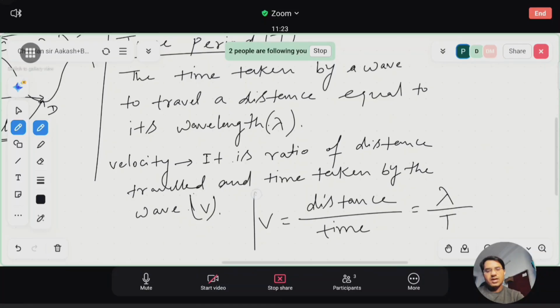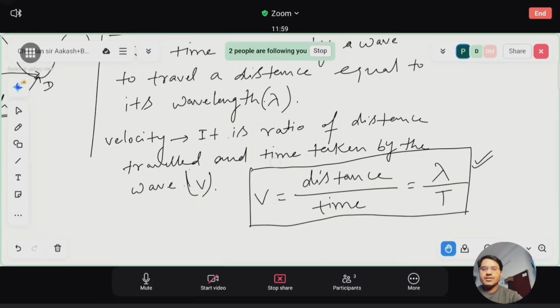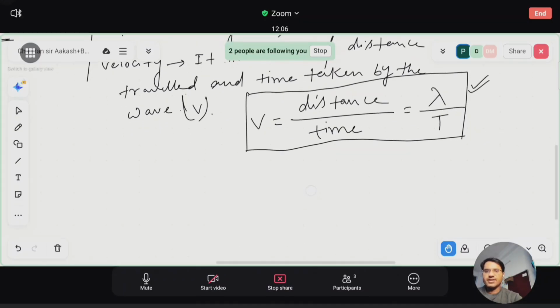So this relation I'm putting in the box. Please write down and remember this. Directly we will use it in the sums. Velocity, also called speed. So speed or velocity of the wave is distance traveled over time taken, so lambda over T. Please let me know if you have written till here. Okay, very good. Deepak, have you written till here? Okay, very nice.